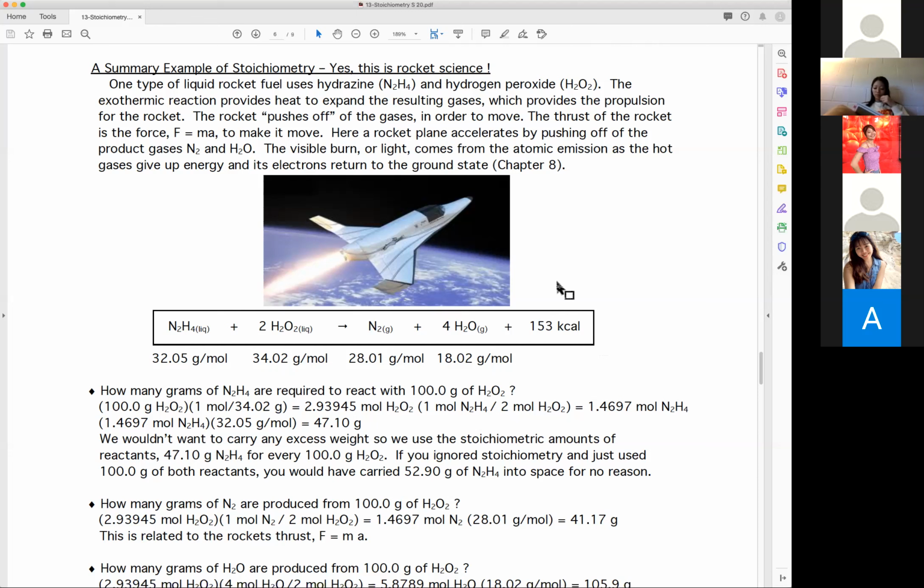Okay. So let's think about this rocket that we're looking at right here. Why is this showing up like that? What is coming out of the rocket right there? Anybody know?